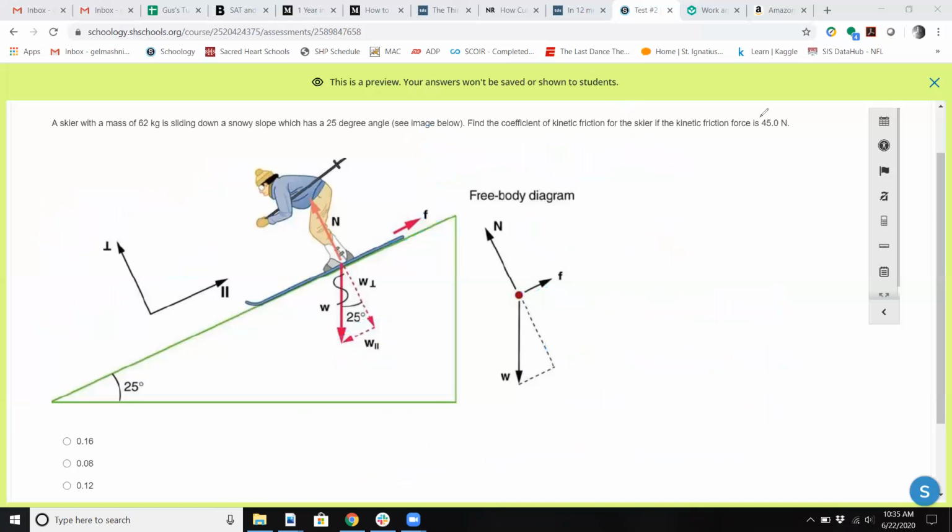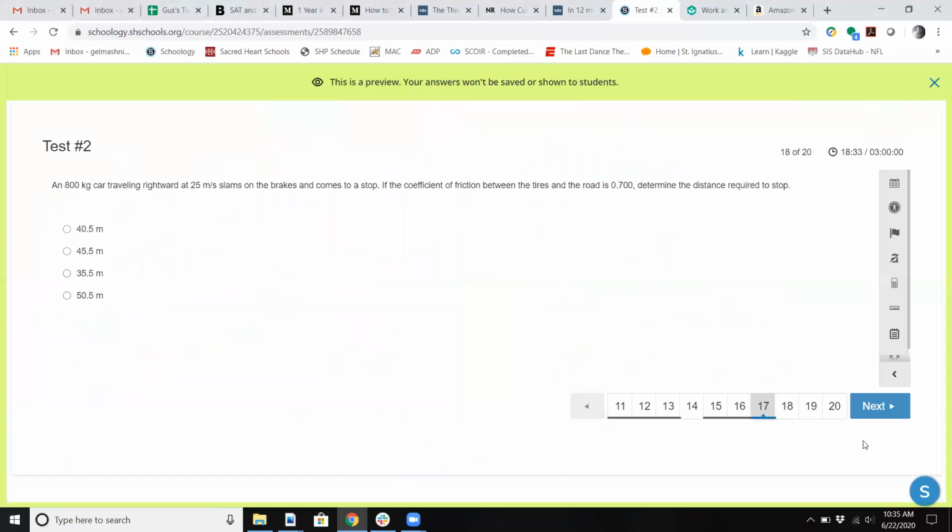Okay, keep going here. This one, the car slams the brakes and comes to a stop. We actually did a problem just like this for our test as a review, so hopefully you guys were paying attention. I just changed the numbers around. So you want the distance to stop the car, so I probably should be using this formula.